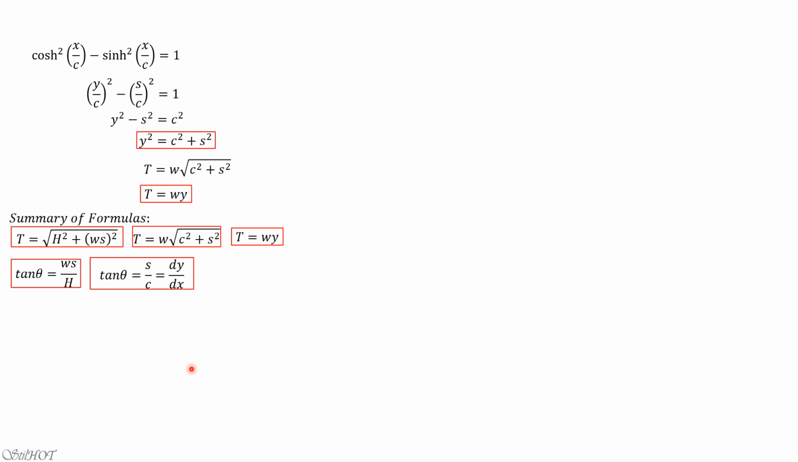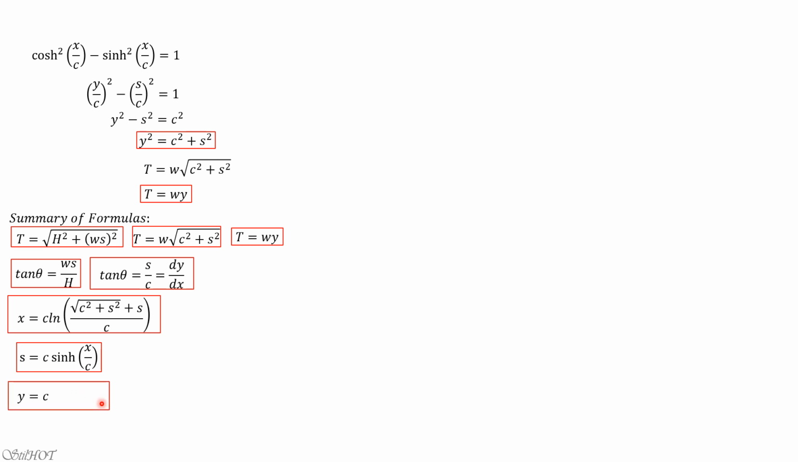Then y is c cosine hyperbolic of x over c, s is c sine hyperbolic of x over c, x is c ln of quantity square root of c squared plus s squared over c, plus s over c. And s is c sine hyperbolic of x over c, y is c cosine hyperbolic of x over c. So that's all.